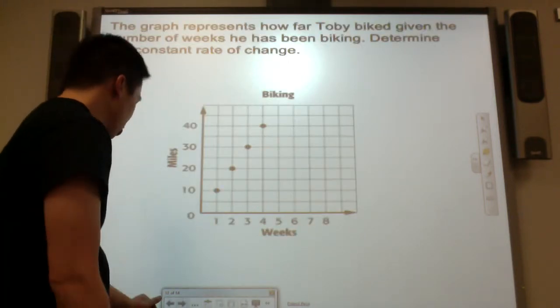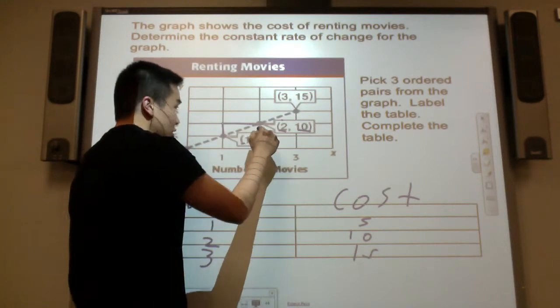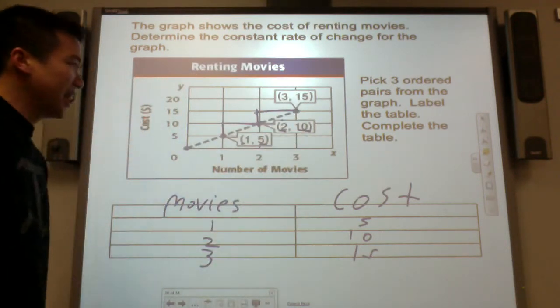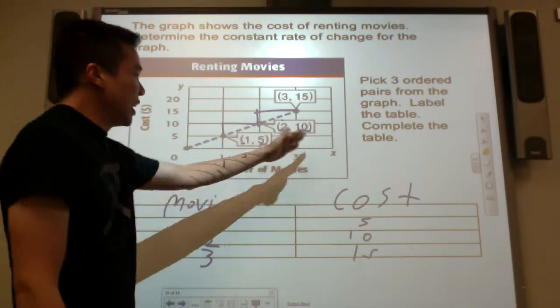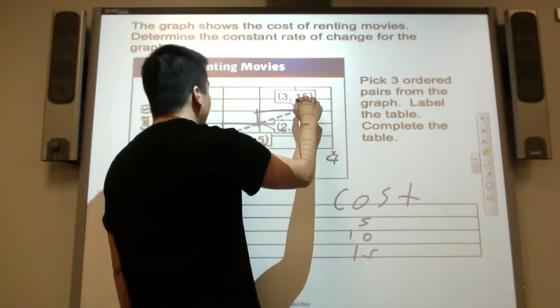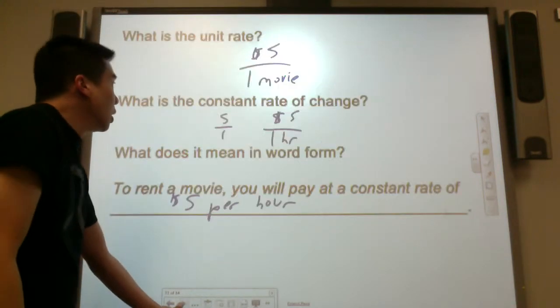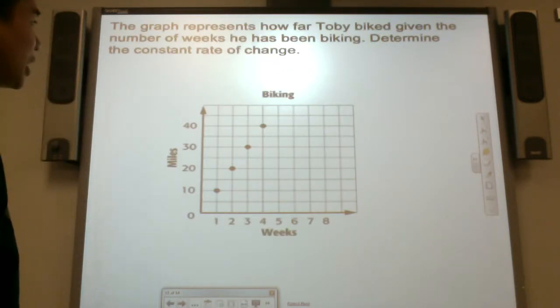So is it really going up $5 for every hour? Let's go back and look at our tape graph, just to make sure. Does it go up $5 an hour? Yes, it does. So that's why it's a constant rate of change. In the next example, if you had to guess on the 4th movie, it would go up $5, so that would be $20 for 4 movies.